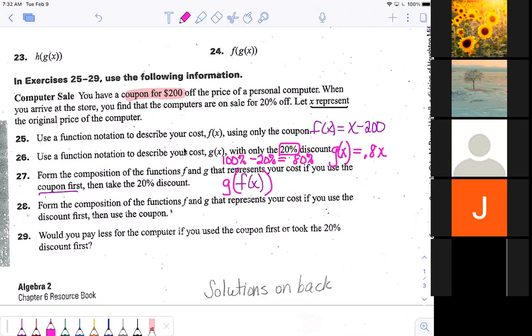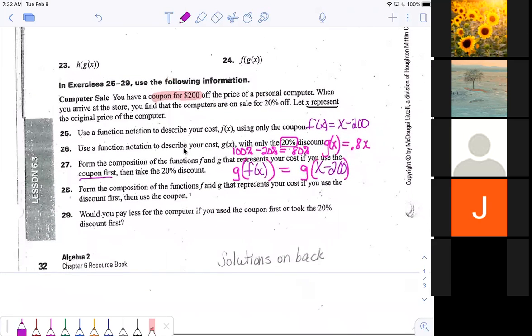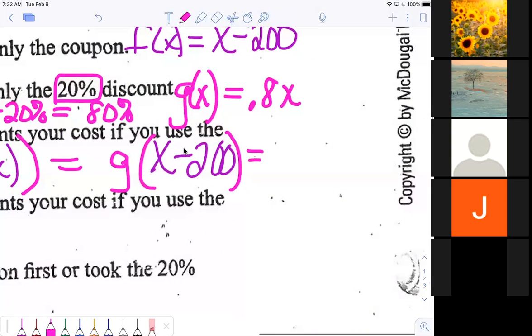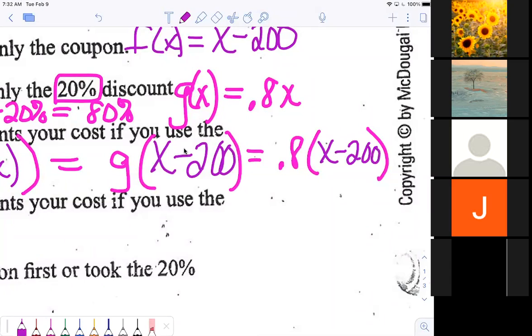Whatever you're finding first needs to go in the middle, because that's really what you do first. You start on the inside and then you work your way to the outside function. So our inside function is x minus 200. That's the coupon part. I'm using the coupon first. Then I need to apply that to the discount. My discount was 0.8 because I'm paying 80% of the item, times x. Well, x is x minus 200. And again, use parentheses when you're replacing that value.